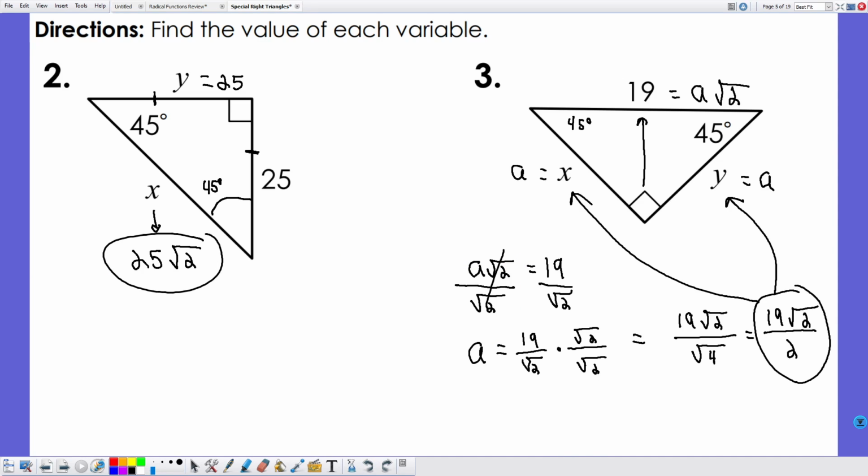So that is it for now. In the next video, we'll be exploring a new type of triangle, which comes with its own set of unique properties.